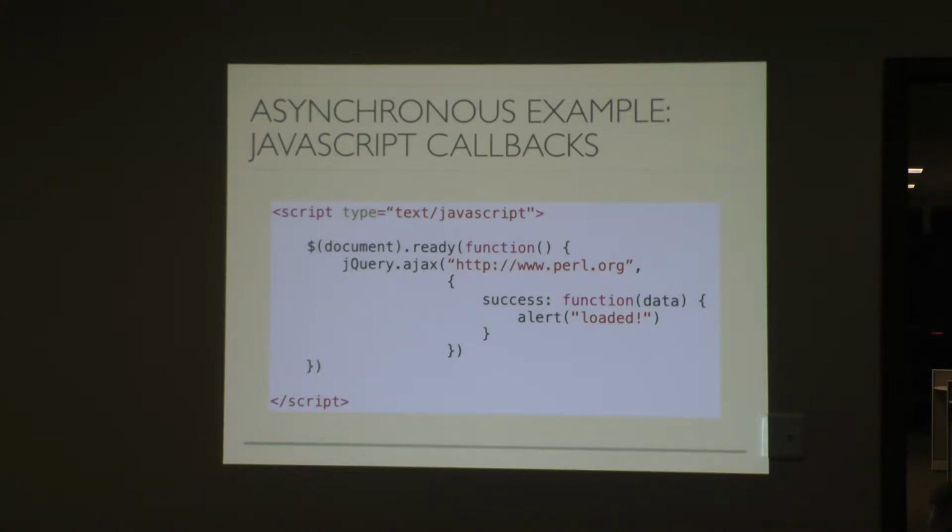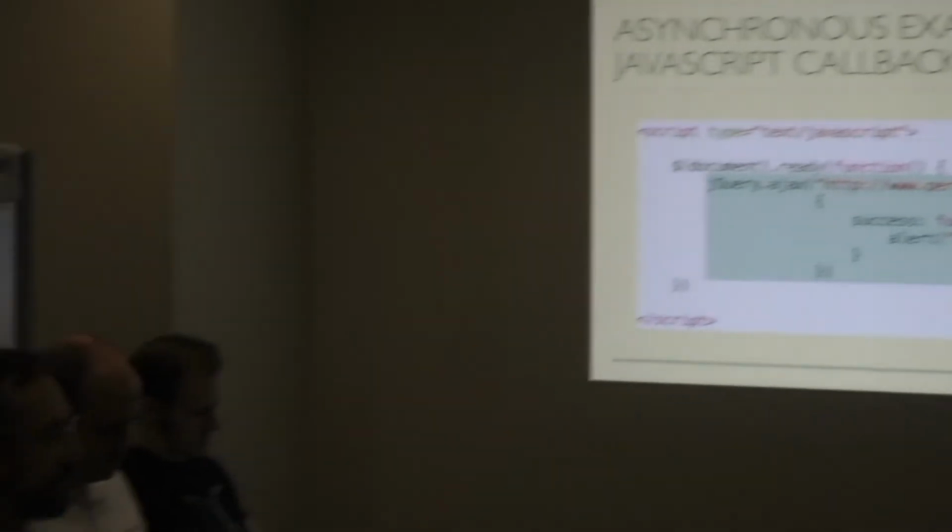So in this case, we're waiting for the ready event to fire on the DOM. We've told the browser, hey, when the DOM is ready, run this little function. And so our page loads, the DOM is now ready, that function runs. And this is actually another function we're going to run that's non-blocking. We make an AJAX call out to perl.org. There's a callback inside of a callback.